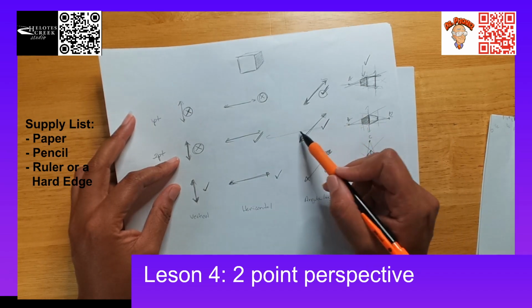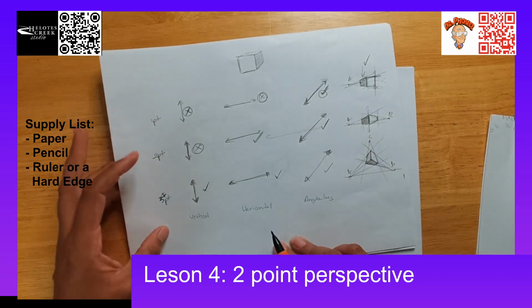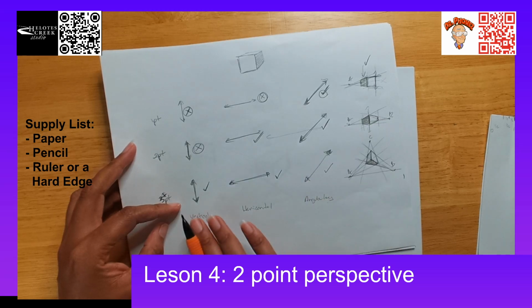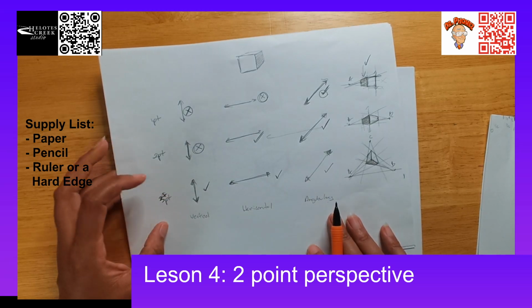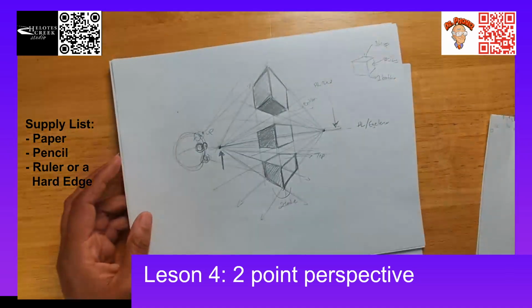That's because they converge into the same line right here. And in 3 point perspective, which we haven't touched on yet and will be the next lesson, all three of these types of line are affected. So today we're going to hyper focus on 2 point perspective. Now, a quick review from last week.